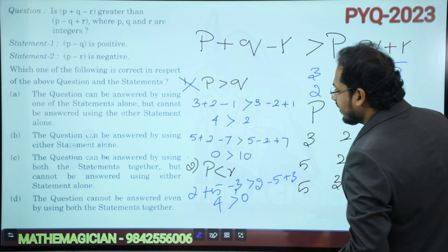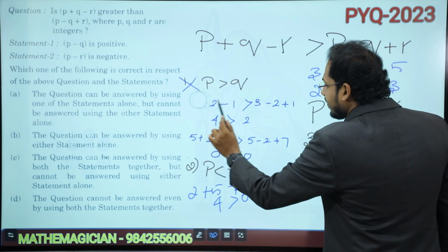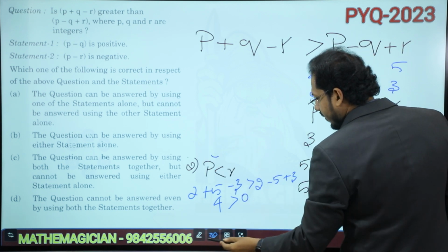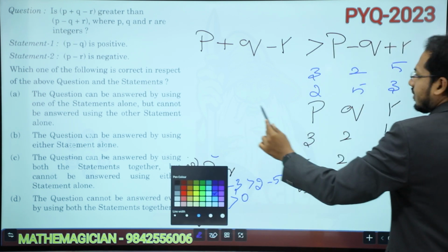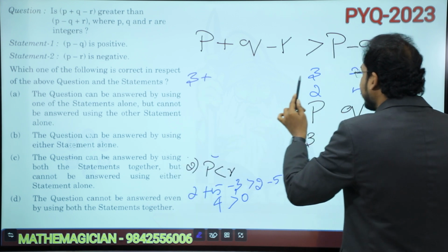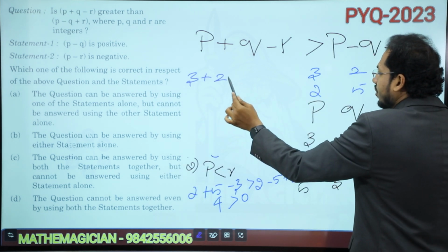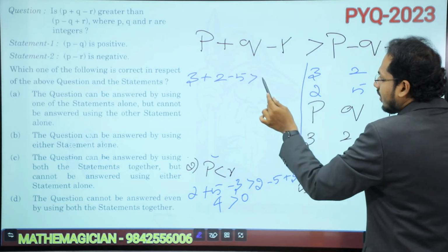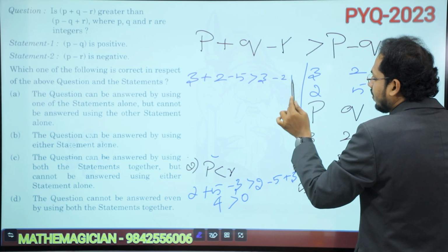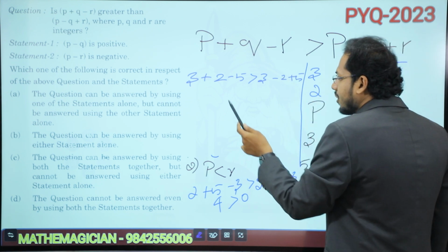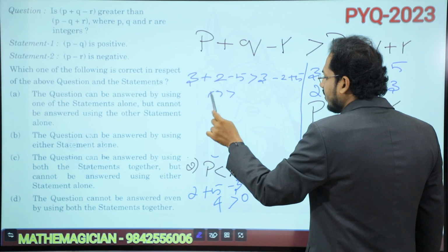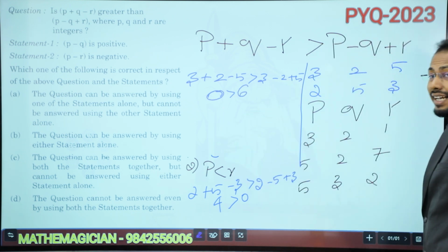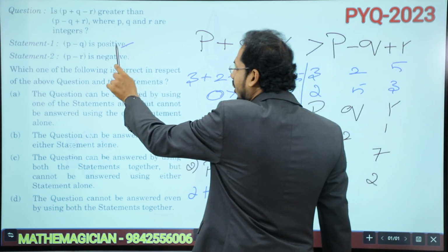Next combination, look at this. Let me erase this. Okay, we use this space. Next combination is P is 3. So 3 plus Q, Q is 2, minus 5. That should be greater than, right, 3 minus 2 plus 5. 3 plus 2 is 5, 5 minus 5 is 0, and here 3 minus 2 is 1, here it is 6. Again, the second is also not right. So this is also wrong, this is also wrong.